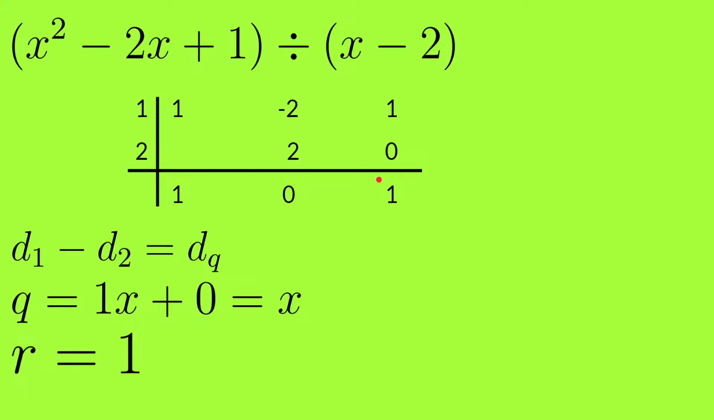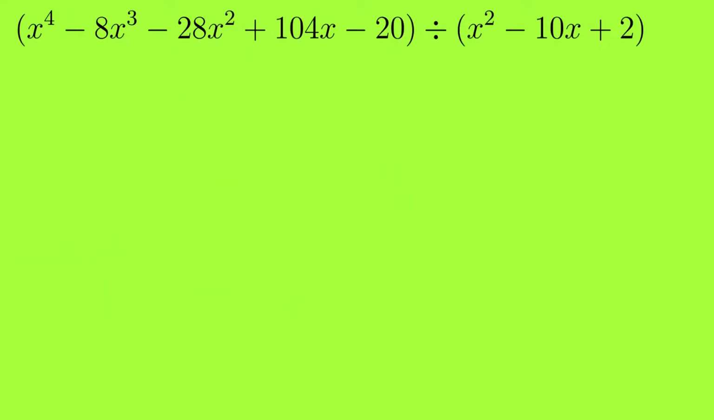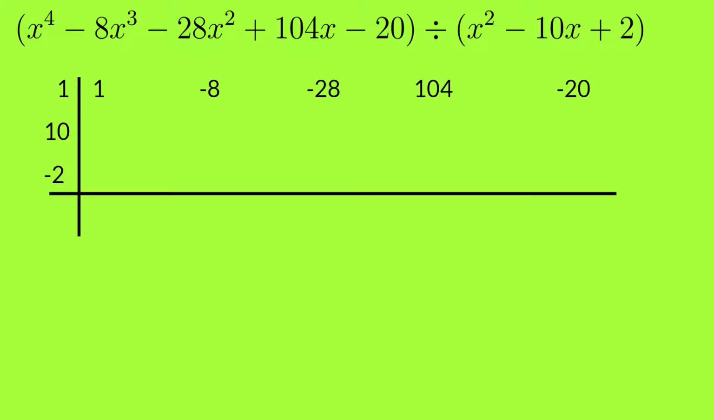Now let's see one more problem. This time it's a bit complex. As you can see, x raised to 4 minus 8x cubed minus 28x squared plus 104x minus 20 divided by x squared minus 10x plus 2. However, the process does not change. So first we'll start with our setup. 1x raised to 4 minus 8x cubed minus 28x squared plus 104x minus 20. That's this thing. And then the coefficient of the first term is 1 again, so 1, and then divide and then multiply all the remaining coefficients by minus 1 to get this.